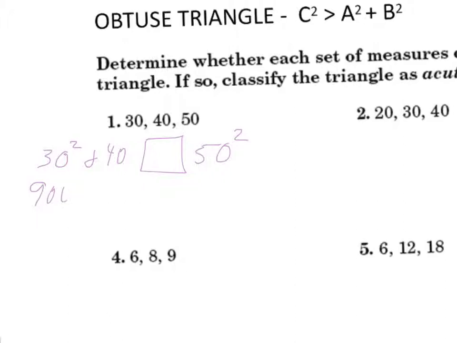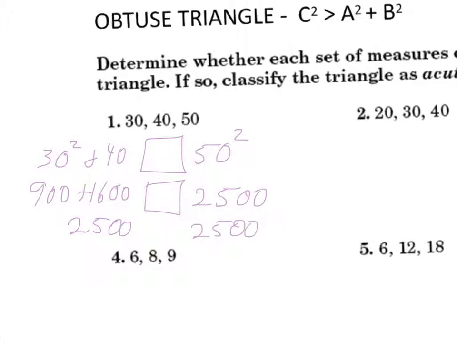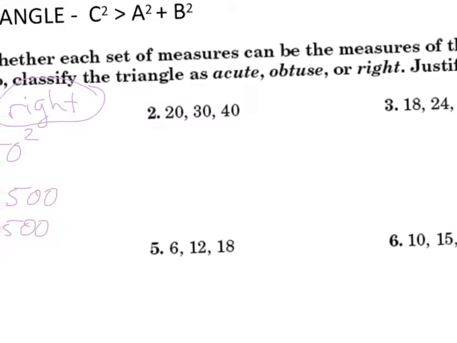Well, we end up with 900 plus 1600, and 50 squared is 2500. When I add this side, I get 2500. If the hypotenuse squared is equal to a squared plus b squared, which they are here, then it is a right triangle. If a squared plus b squared does equal c squared, then it's a right triangle. So not only can we find the missing side, but we can identify and prove whether it's a right triangle or not.